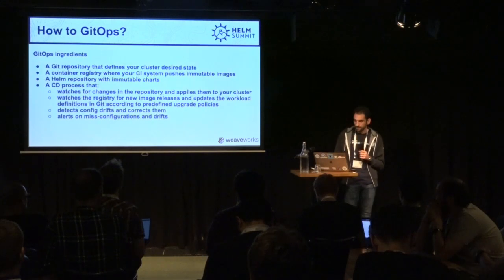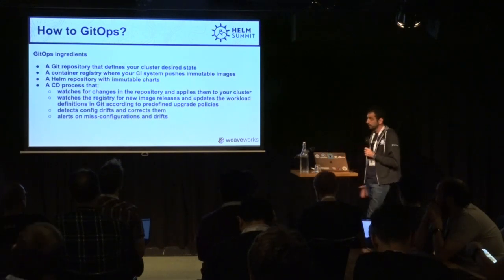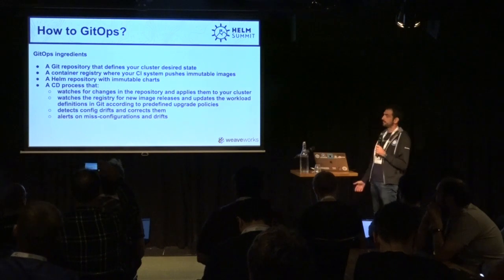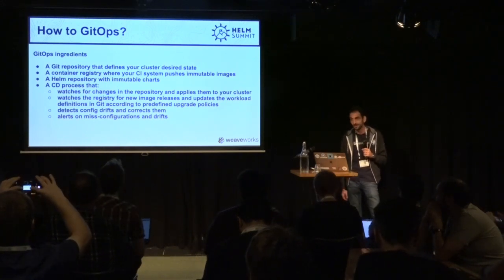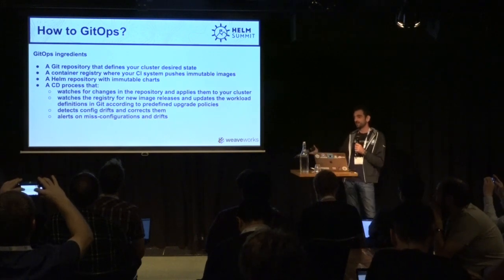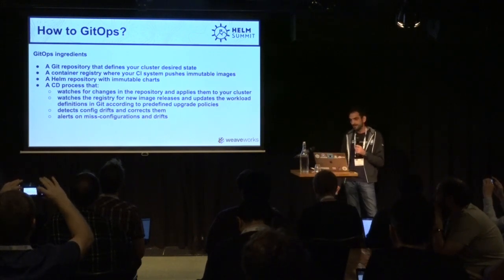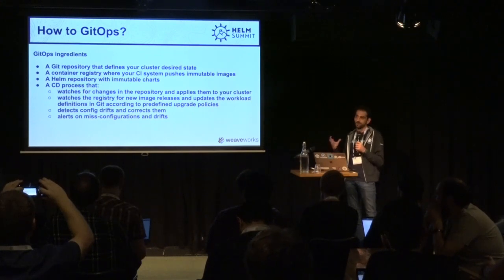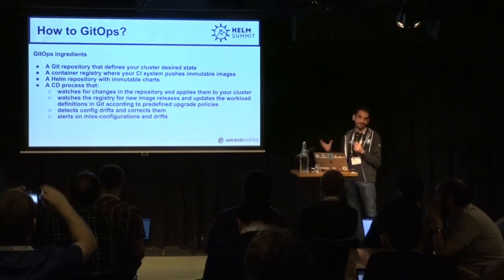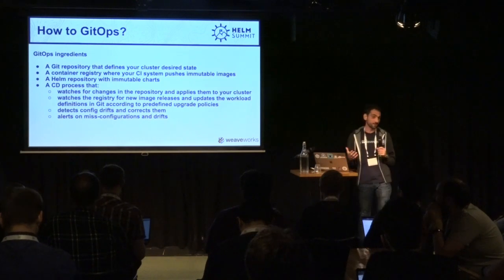And how do you implement GitOps? There are some things here. Of course, you need a Git repository, right? So you need a Git provider. Now, choosing a Git provider means that you have to trust that provider for uptime, right?